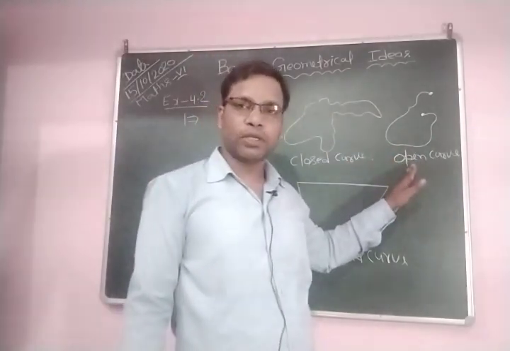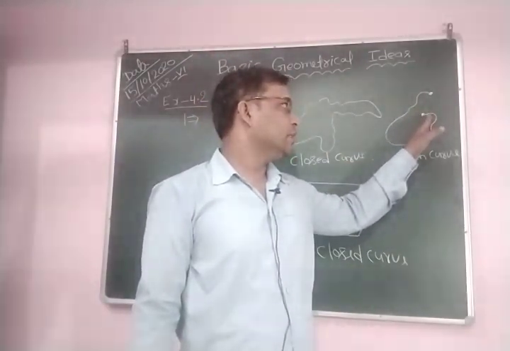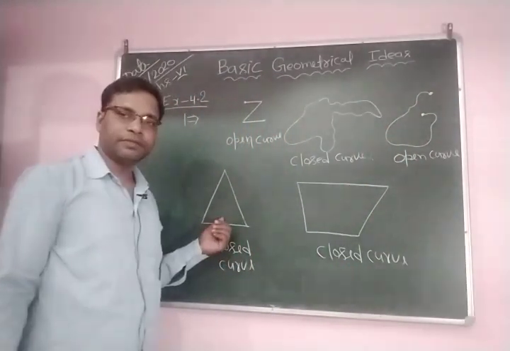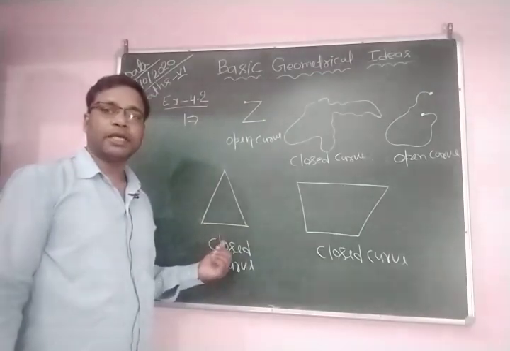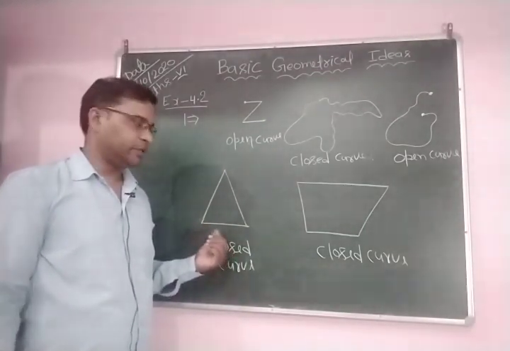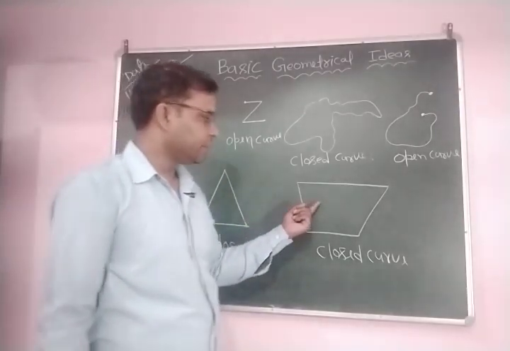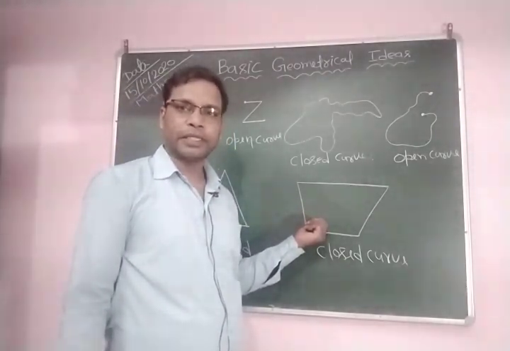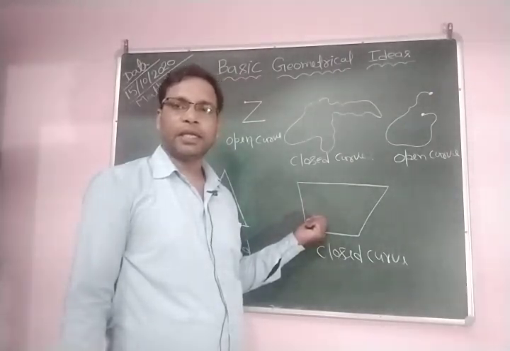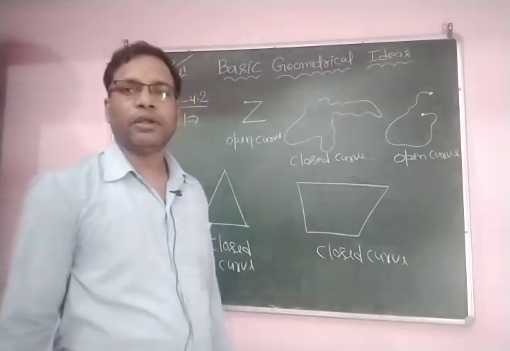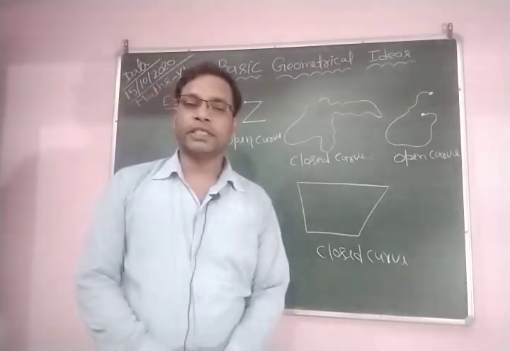This is again an open curve. The initial point and end point are at different places. And in this figure you can see this curve is a closed curve because the initial and end point are at the same place. In this figure, this curve is also a closed curve because the initial point and end point are at the same place. Clear? Now we are going to discuss the next question.